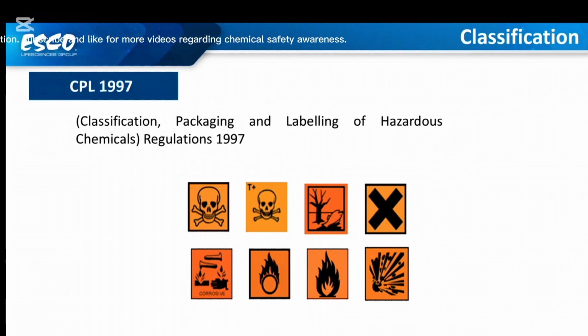The Occupational Safety and Health Regulation, or CPL 1997, is a Malaysian regulation aiming at controlling the supply of hazardous chemicals in the workplace, to ensure sufficient hazard information is provided by suppliers to aid in mitigating the risks these chemicals pose. It is the reason why we have these labelings on the chemical containers.